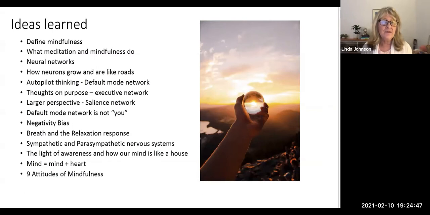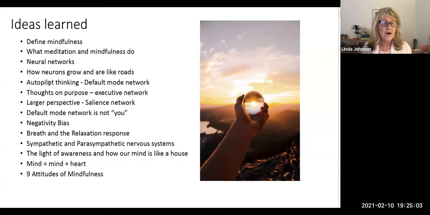We've defined mindfulness and what meditation and mindfulness do. We've looked at how neural networks grow and become like roads and highways in our brain, and that we can transform and shape those ourselves through self-directed neuroplasticity.